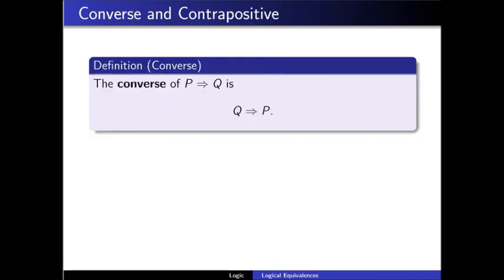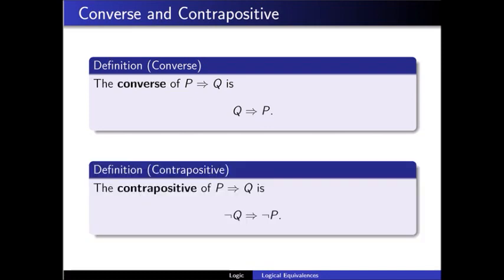Now let's look at two new terms associated with implications or conditional statements. We have a conditional statement, P implies Q. The converse of this is Q implies P, changing the conclusion to a hypothesis and the hypothesis to a conclusion. The other new word we want to look at is contrapositive. The contrapositive of P implies Q is not Q implies not P. So we're switching the placement of the P and the Q, and we're also negating the two statements.